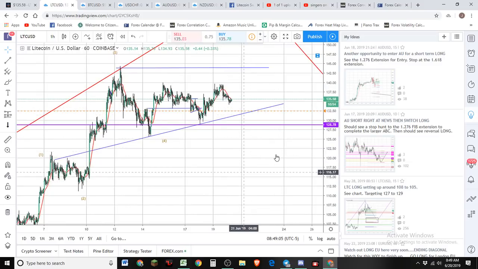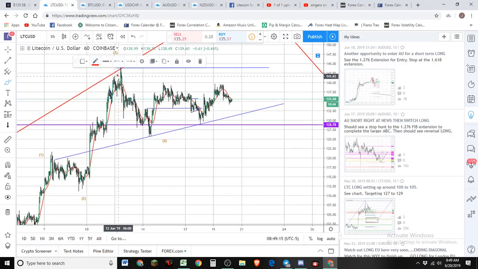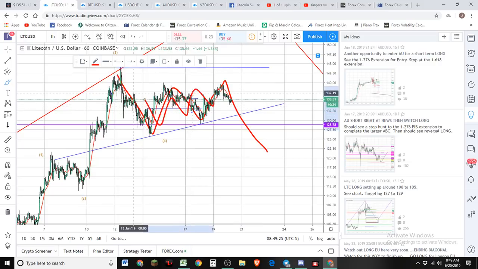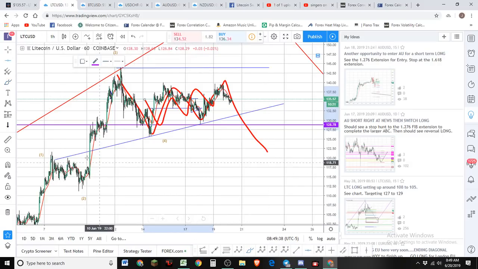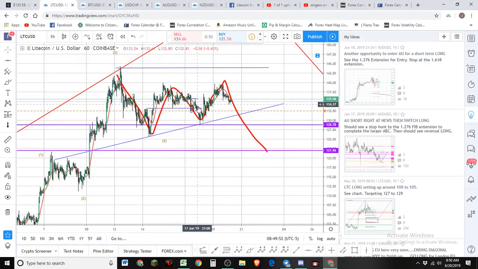First off, I'm just going to get my pen here. We'll do red. There we go. So we could have an A. This is B, and C. That's basically an A, B, and a C. And so C could be coming down here to the 121 mark in that ballpark. Remember our cutoff for that. So if we get a downward push, it should stop around 122, 121 and change.